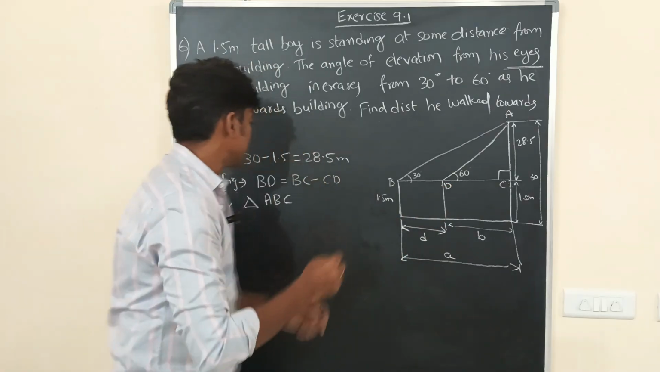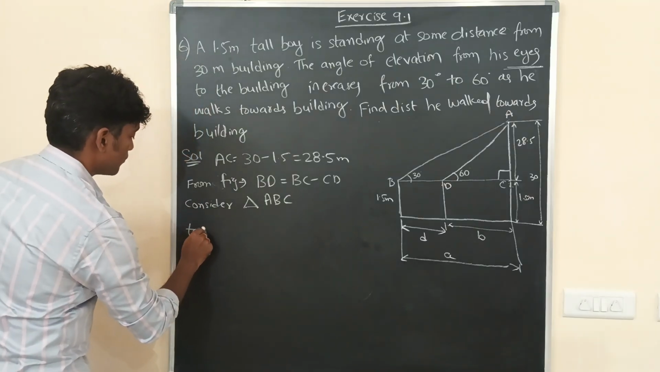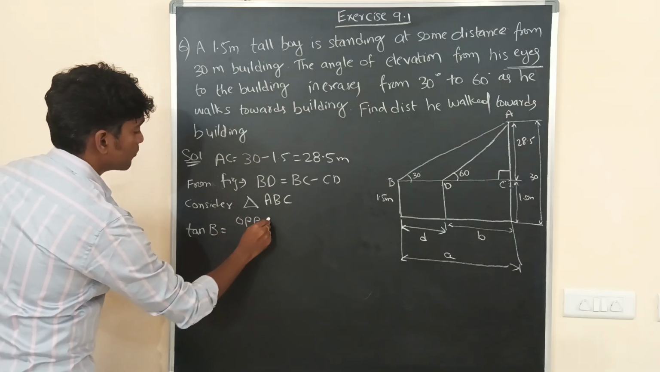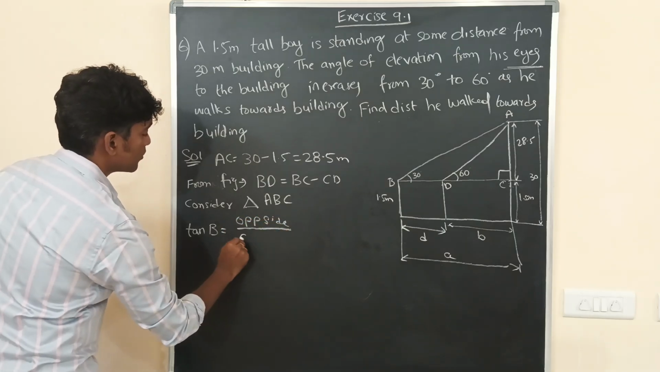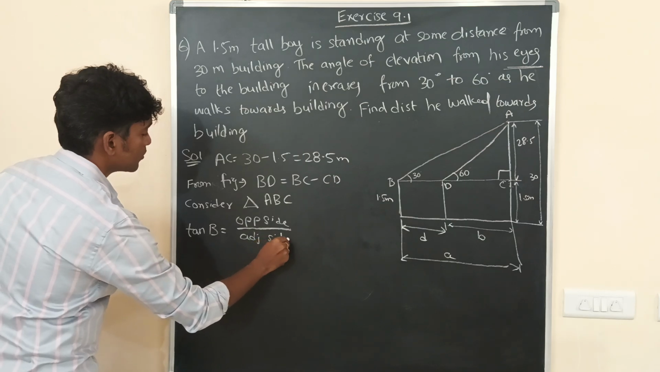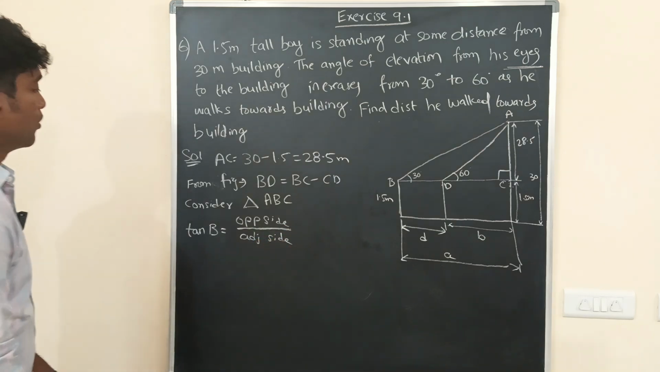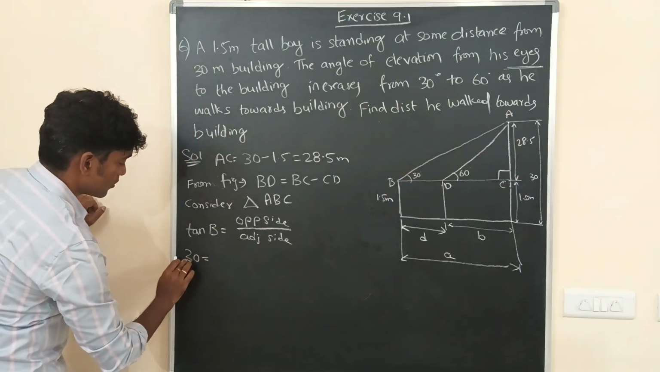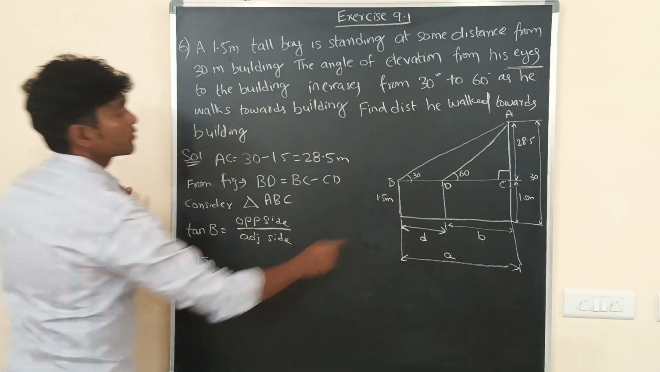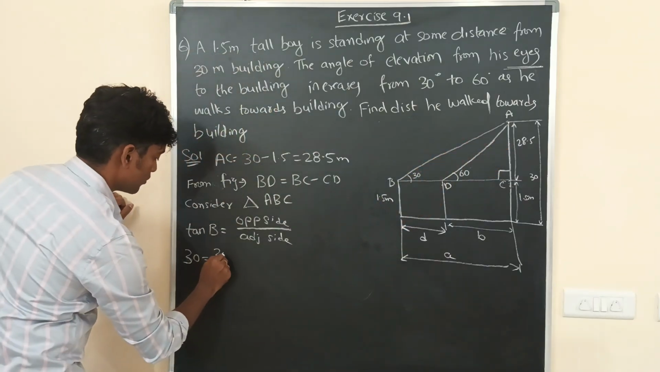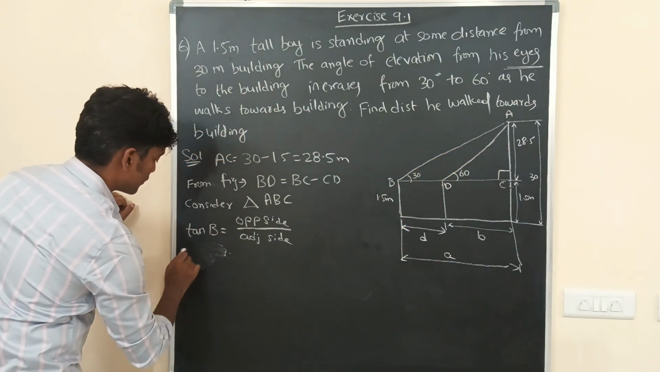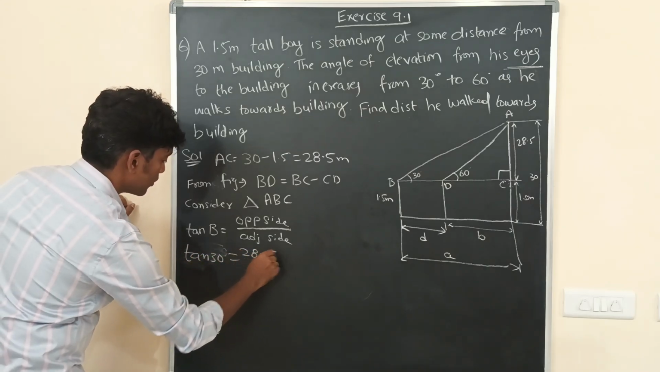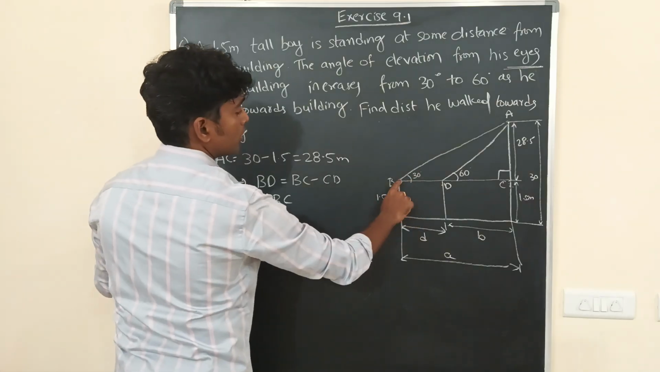What is the relationship? Tan theta. Tan B is equal to opposite side by adjacent side. Okay. Now tan B is 30 degrees. Opposite side is 28.5. Tan B is 30 degrees, tan 30 is equal to 28.5 divided by adjacent side, which is BC.